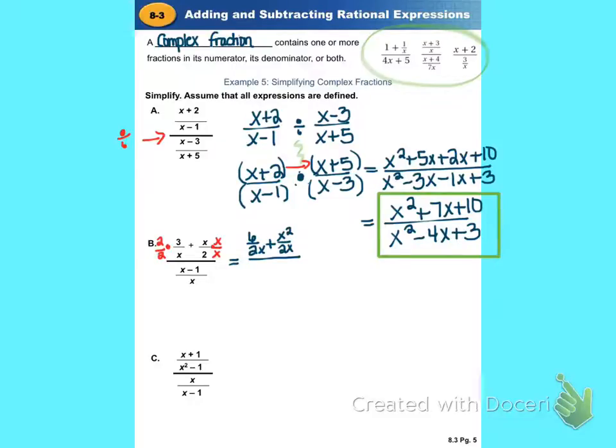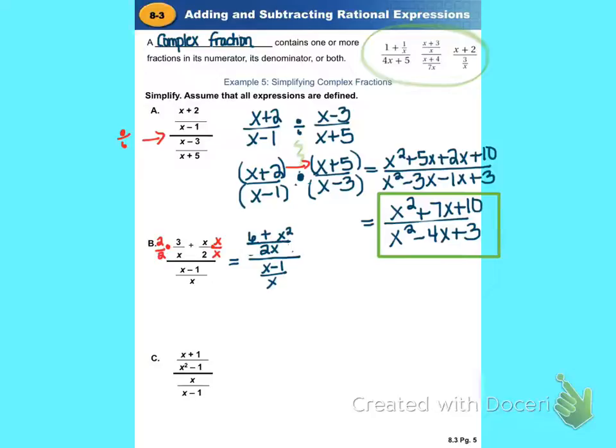And I can just combine them together now. And if I want to rewrite it here, just erase this out, put them together with a single denominator. It's 6 plus x squared, or x squared plus 6, either way you want to write it, over 2x. So now I'm back to a fraction that looks like example A.